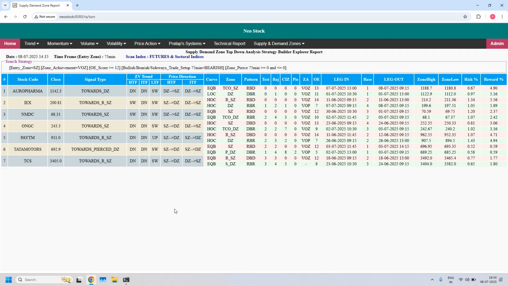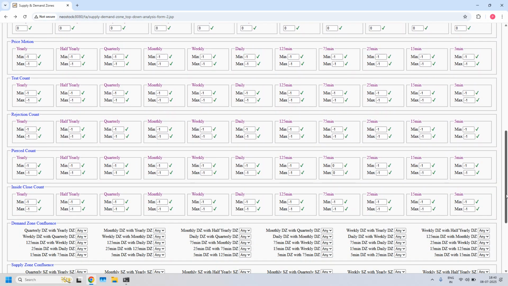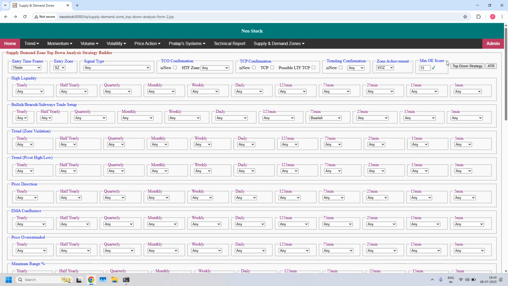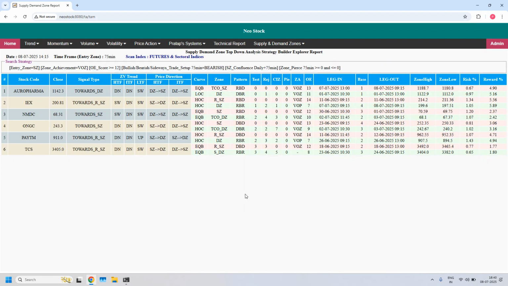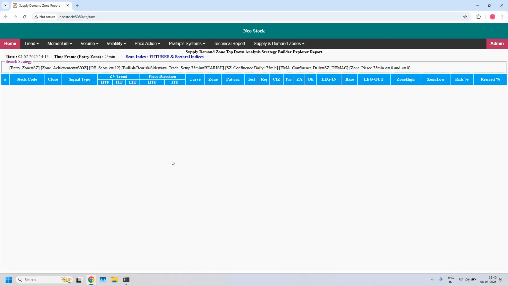We can further filter based on zone confluence. That is 75 minutes and daily supply zone confluence. By enabling the filter, we got 6 stocks. The 75 minute supply zone is overlapped with the daily supply zone, and the daily trend is downtrend in all the stocks. Let's further filter based on EMA confluence. That is daily supply zone with daily EMA confluence. So we did not get any stocks.